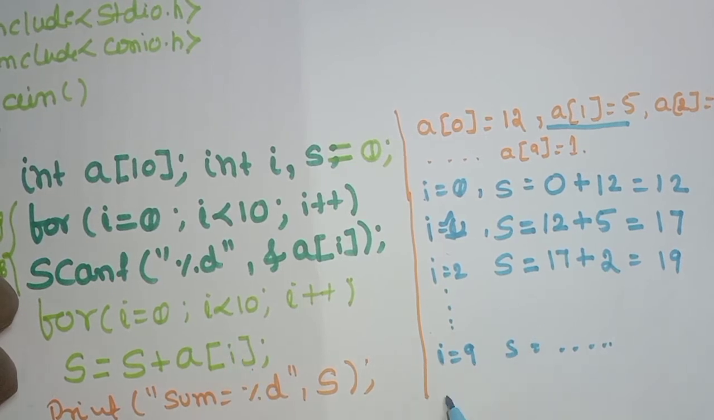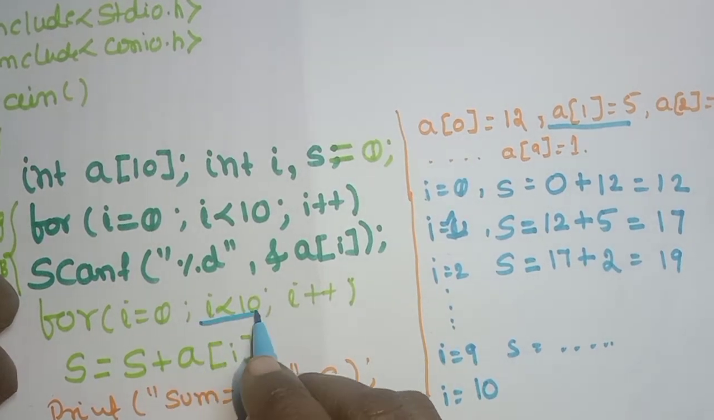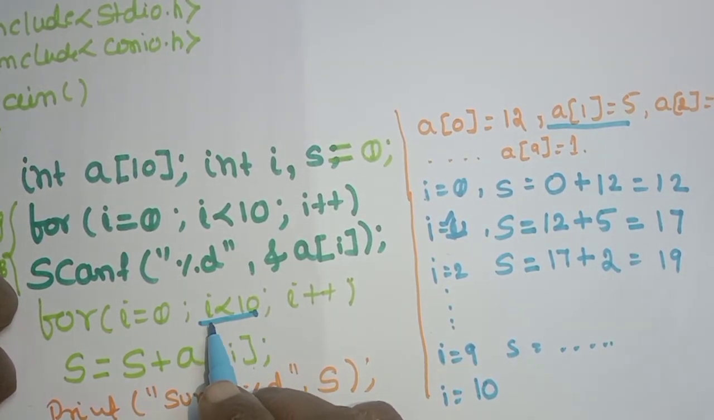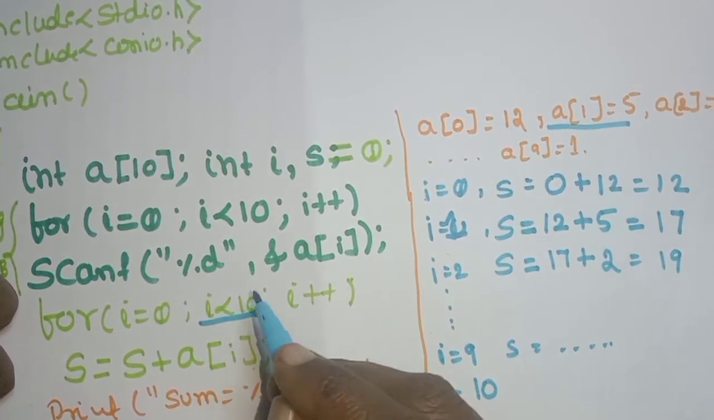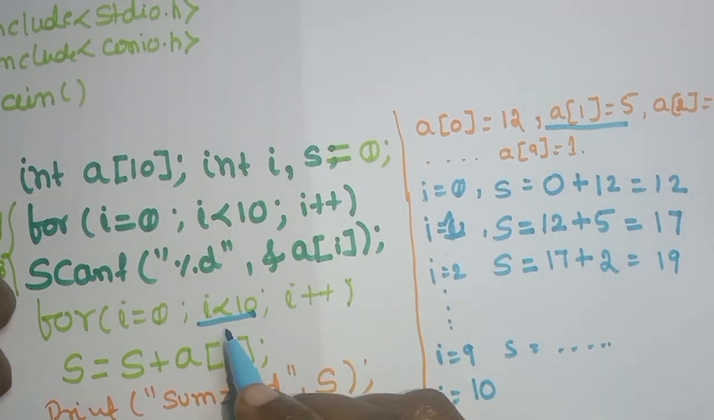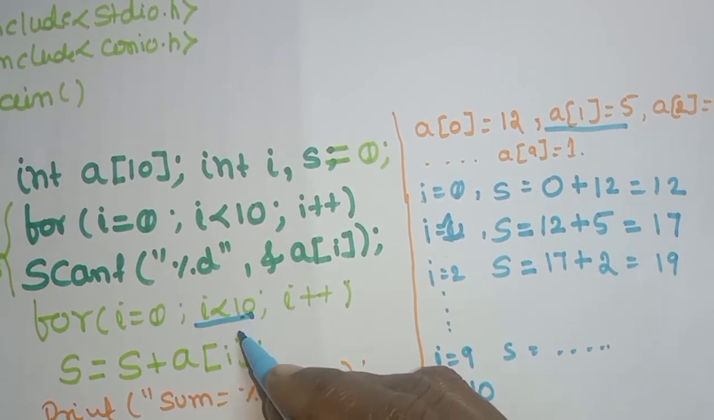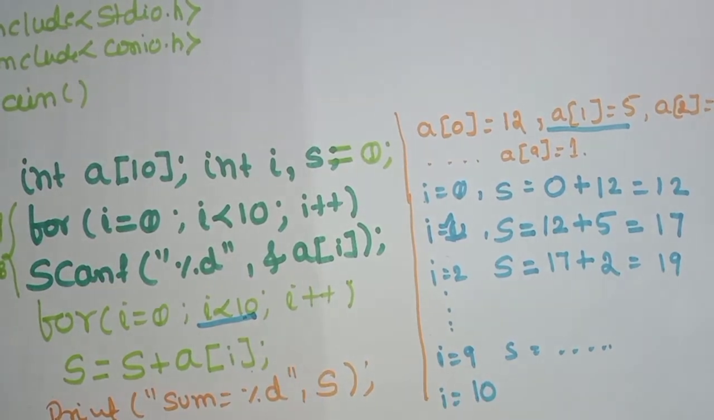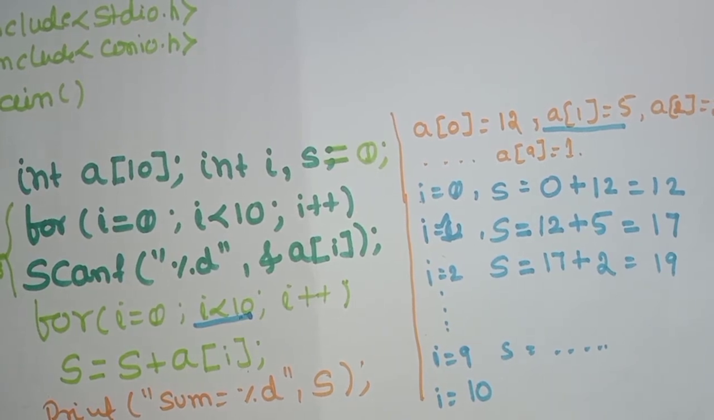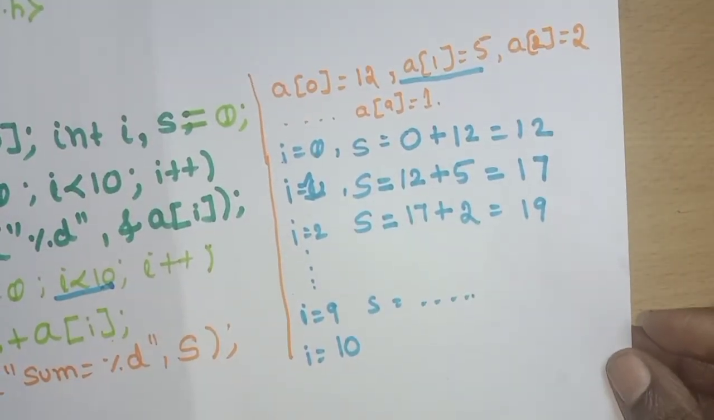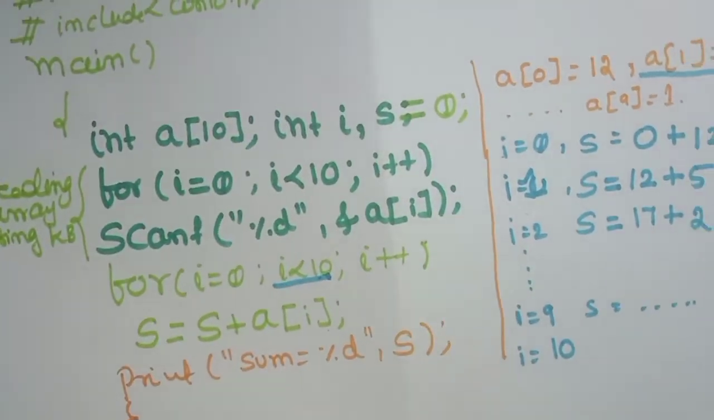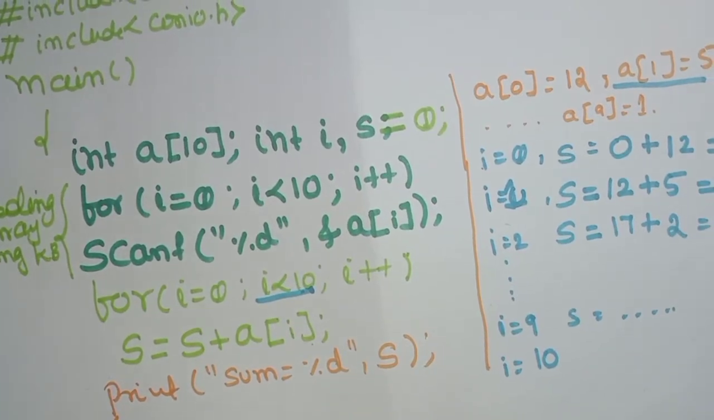And finally when i is equal to 10, it checks the condition. 10 is less than 10? The condition is false. When the condition is false, it is not going to execute the loop body. It is going to print the value present in the sum. Like this, the computer is going to find the sum of the 10 numbers.